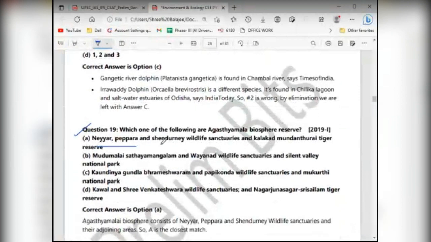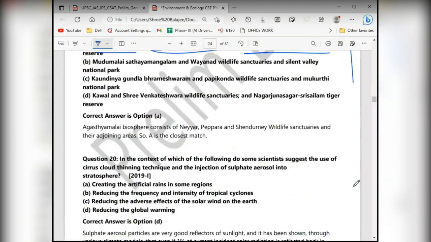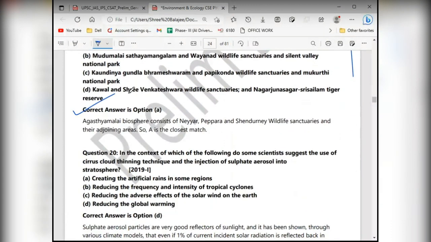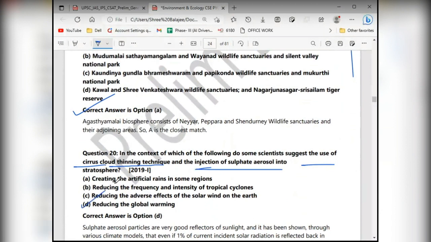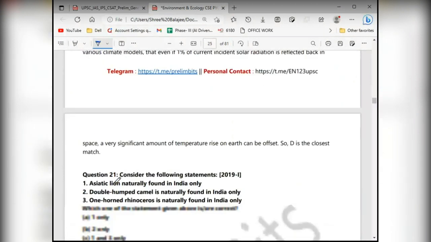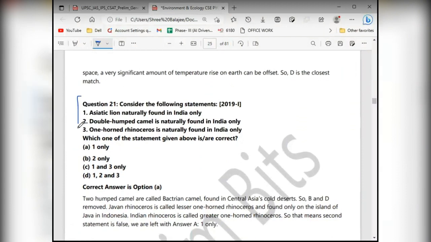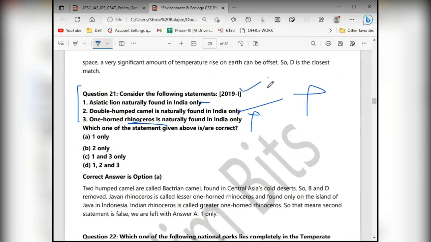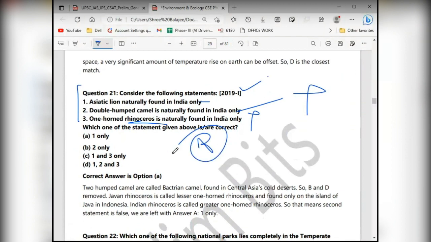Naya Kripaga. So this was in the news again, and it was covered by only IAS and Vision IAS. So this was okay. Then the suggestion, the use of cloud thinning technique and injection of sulfate. So yeah, okay, option D is correct. And ये भी discuss हुआ था. One-horned rhino जो है वो India में नहीं, आसपास भी मिलते हैं. Then Central Asia में ही मिलते हैं. First statement is true. Okay, so the answer would be A.